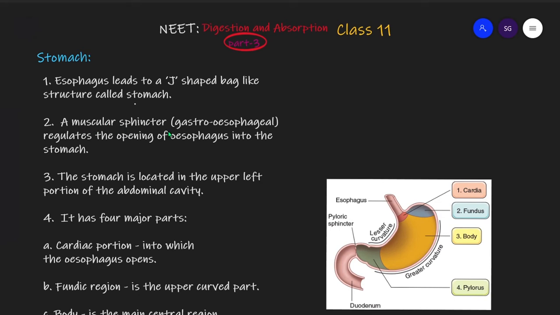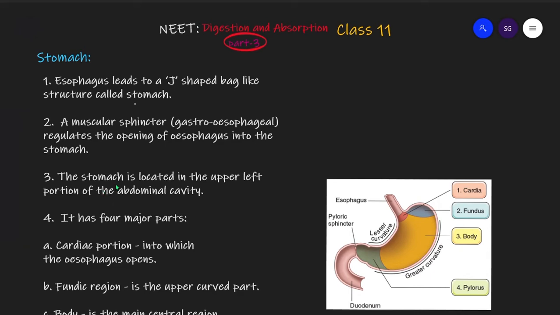A muscular sphincter, the gastroesophageal sphincter, regulates the opening of the esophagus into the stomach. What does it mean? It means this sphincter allows the passage of food from the esophagus to the stomach, but prevents the backward passage of food from the stomach to the esophagus. So this regulates this opening.